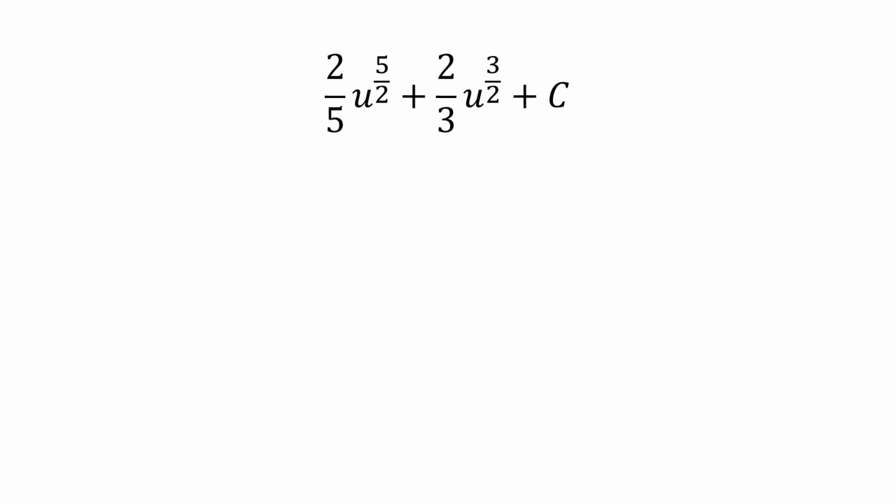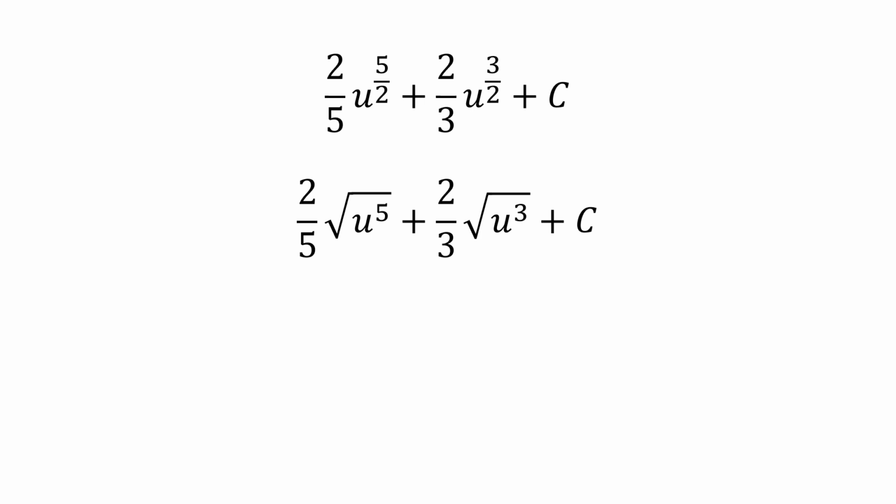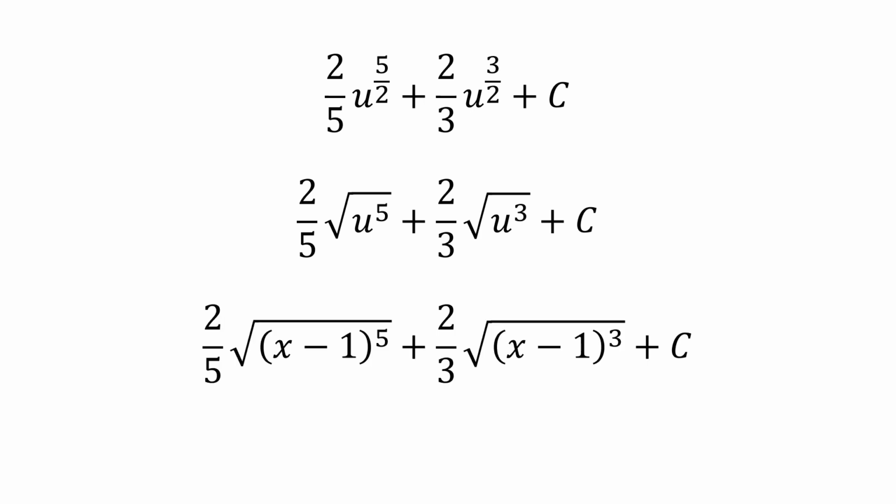Rewriting the fractional exponents as roots, we get 2/5 root u to the 5th plus 2/3 root u cubed plus c. Back substituting, we arrive at a final answer of 2/5 root x minus 1 to the 5th plus 2/3 root x minus 1 cubed plus c.